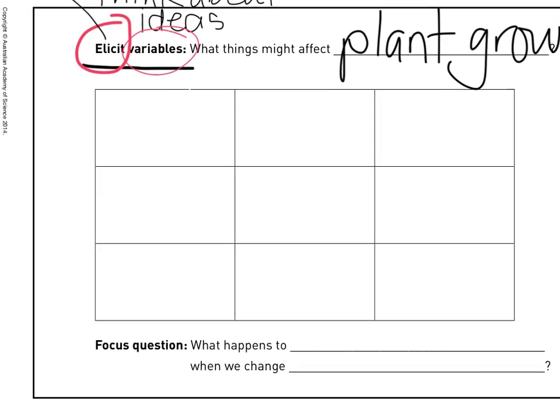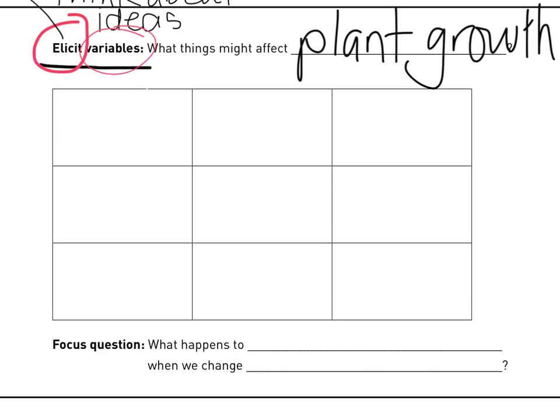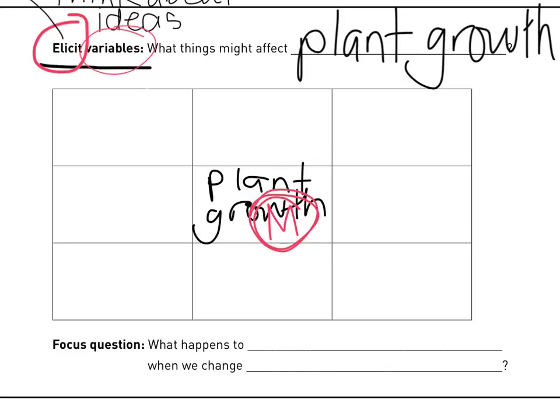Now let's go back to our variables grid here. What I always do is put in the middle straight away what we're going to measure. And I know what I'm going to measure by the question that I am posing at the top here. What things might affect plant growth? So I know that in my investigation I will be measuring plant growth. So I'm going to write that in here, plant growth. And whenever I'm going to measure something, I will give it a big red M, so I know that that is the thing that I'm measuring.